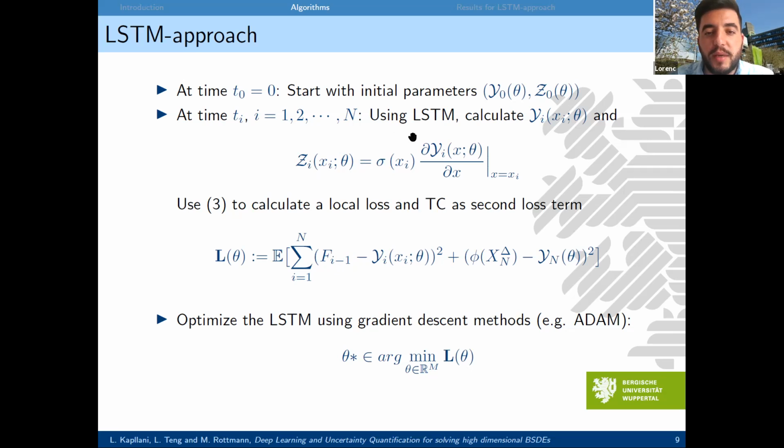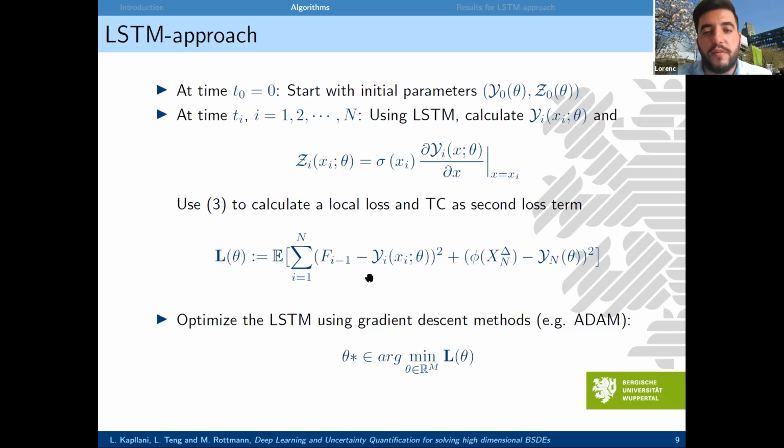So at every time step, we use an LSTM to approximate Y, and then we approximate Z by using automatic differentiation. Then we gather all of this information at each time step, together with the information that we have at the end, and we consider this loss function. And then, of course, we try to optimize this loss here.